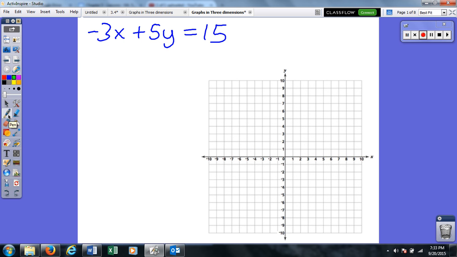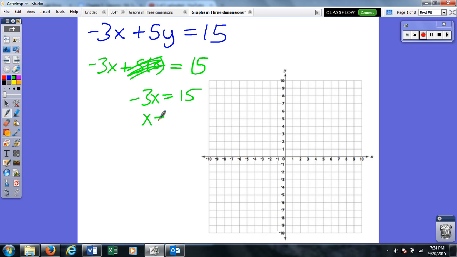So let's do that. Negative 3x plus 5 times 0 equals 15. Well, 5 times 0 is 0, so that'll go away. Negative 3x equals 15. Divide both sides by negative 3, and we get x equals negative 5. So that's a coordinate point. We plugged in 0 for y, and then we got negative 5 for x. So that's the coordinate point, negative 5, 0. So we found the x-intercept. We found the place where the graph crosses the x-axis.